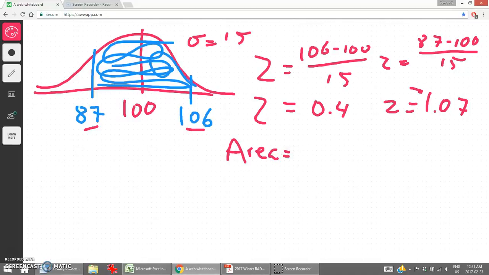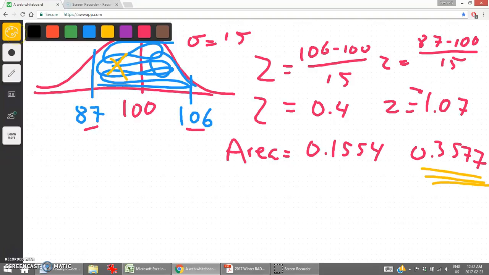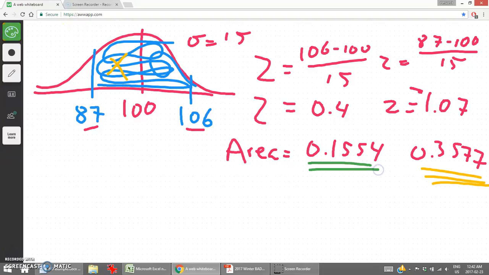The areas, if you refer back to the chart in your course package, you'll find that the area for 0.4 is 0.1554, and the area for a z value of negative 1.07 is 0.3577. So let's take a look. This area here, 0.3577, corresponds to this part in here. And let's go with green. This area here, 0.1554, corresponds to the x value 106, a z value 0.4, and that's right in here.